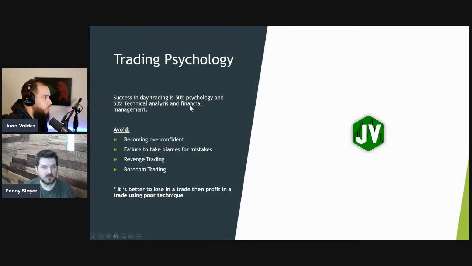So trading psychology: success in day trading, I think it's 50% psychology, 50% technical analysis and financial management. Some people say even higher for psychology. If you had to put an estimate on it, what do you think the split is? 80-20, in my opinion. I've heard 80-20 before. Analysis will only get you so far, but your mental capacity has to be on point. It has to be at its top peak of game, in my opinion. Yeah, I've heard plenty of people say 80-20.